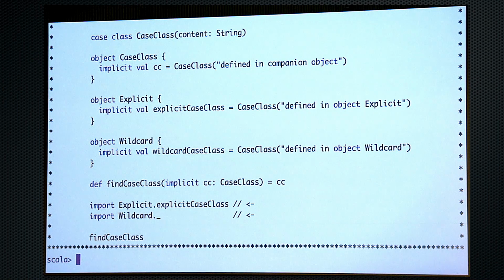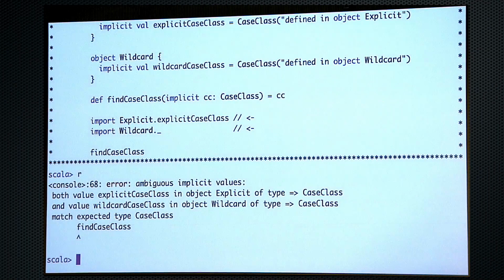So I see some wildcards and some companion objects. This is a bit of a trick question, because what will actually happen? Ambiguous. I didn't give you the options, I'm sorry. Well, because now both with the explicit import and the wildcard import, they become available with a simple name, so it cannot choose anymore.